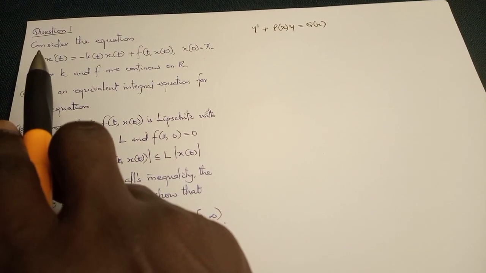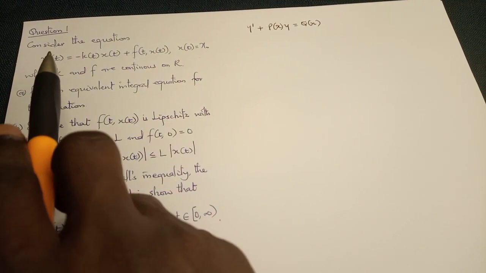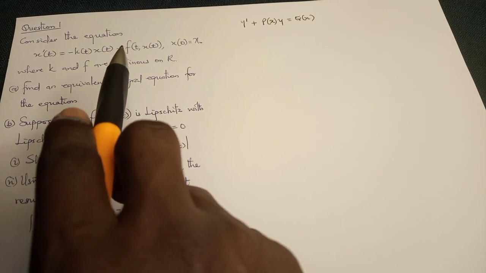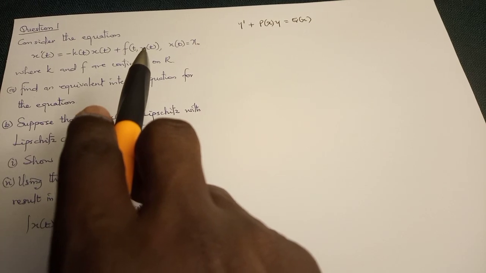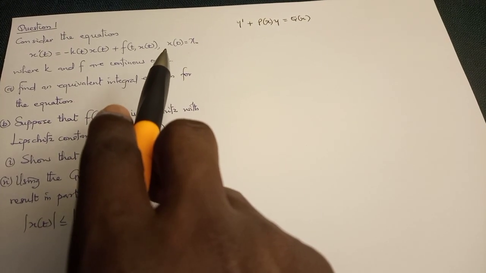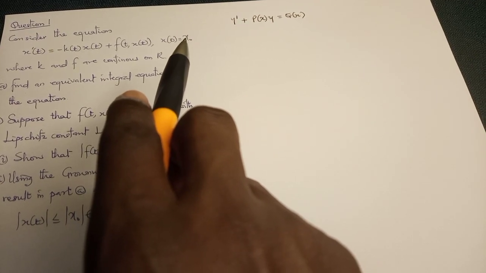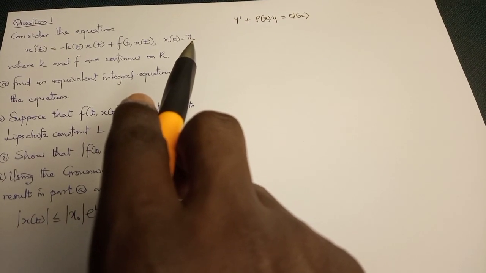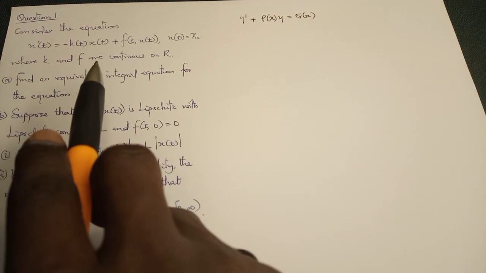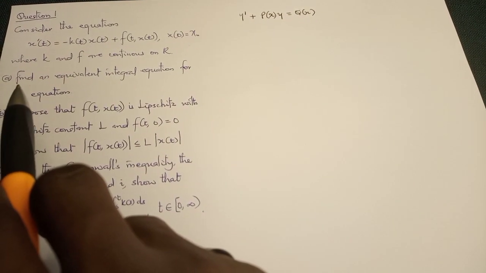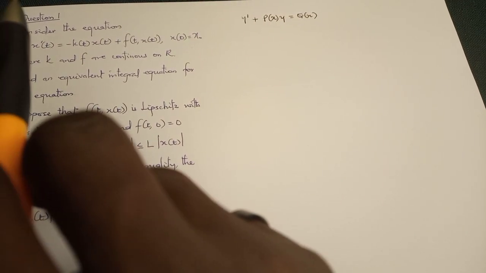Hi guys, today I have an interesting question from the University of Cape Coast. Consider the equation x prime of t equals negative k of t x of t plus f of t x of t, given the condition x of 0 equals x naught, where k and f are continuous on R on a rectangle. A. Find an equivalent integral equation for the equation.